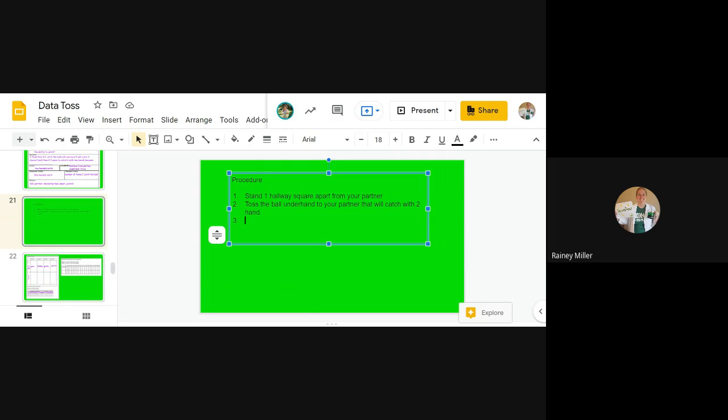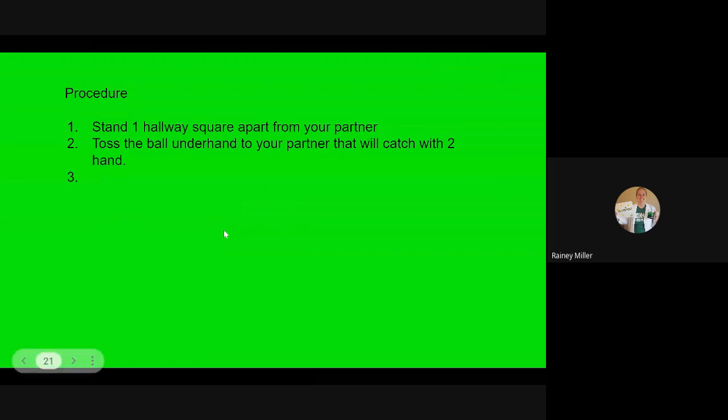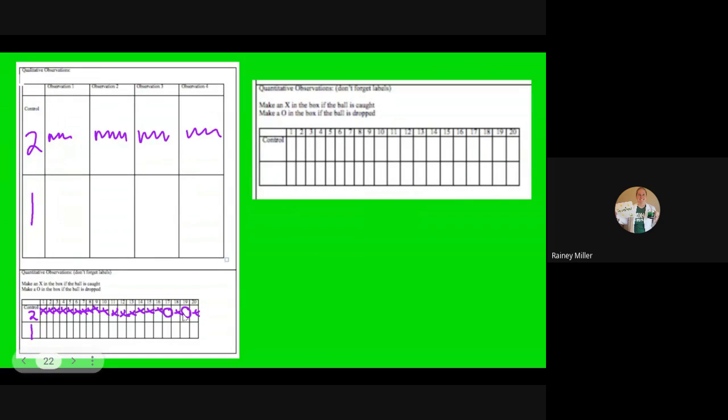Now, how many times do you think that we're going to do this? Well, if you look at your paper, you can probably guess. You're going to notice that there are boxes down here that you are going to be testing 20 times. So you're going to test 20 times for your control and 20 times for your one-handed toss. Just to help me keep things straight, I put a 2 up here for two-handed, and a 1 down here for one-handed, to remind me.